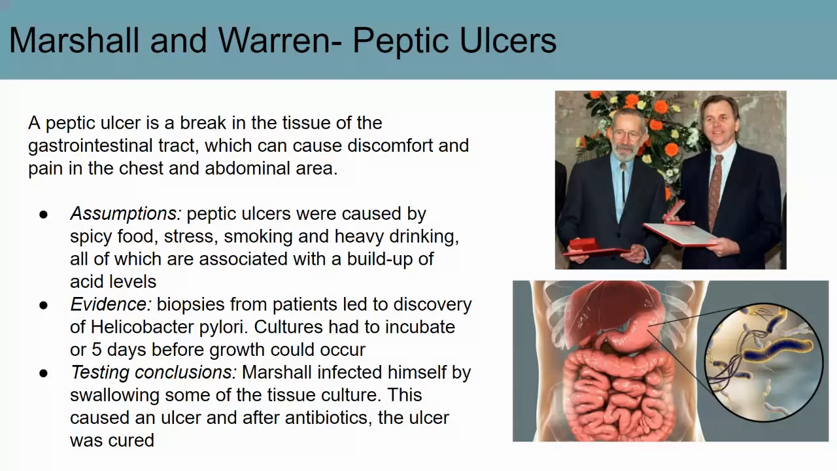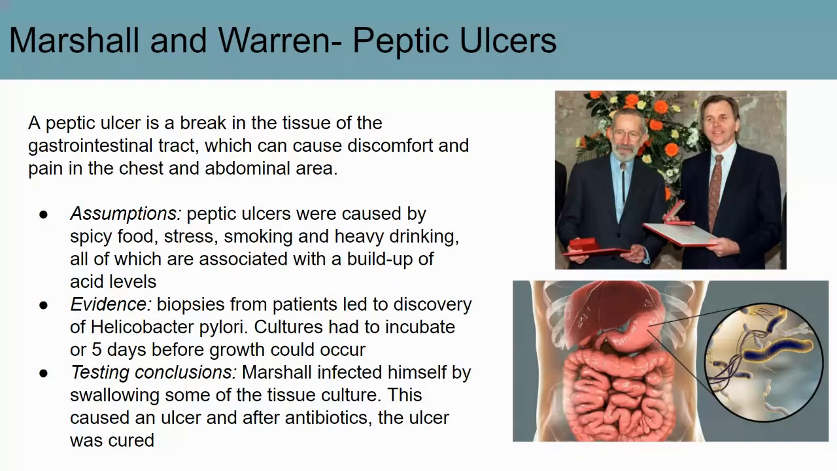The original assumption was that peptic ulcers were caused by spicy foods, stress, smoking, and heavy drinking, all of which would create a buildup of acid in the stomach, which would cause the GI tract to break down. But in fact, biopsies from patients led to the discovery of Helicobacter pylori, which is a microorganism. By extracting those from the biopsies and then incubating those cultures, growth occurred after 5 days. So I guess it required a little bit more patience.